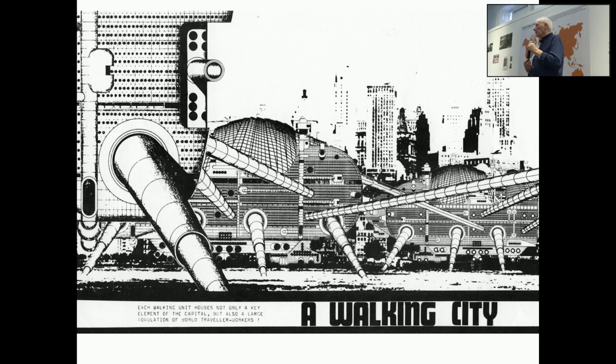Even more extreme, this is by Ron Herron, who was here, as many of the Archigram people were. And his drawing for a Walking City. A city that could just go where the resources are, exploit them, use them all up, and then move on to somewhere else.